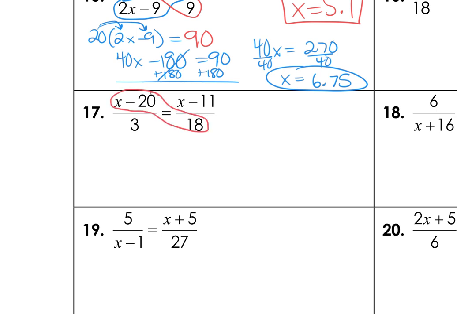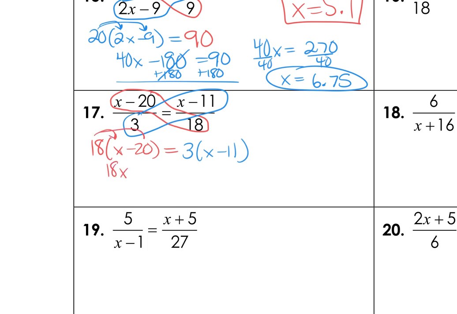So it doesn't matter which one you start with. I'll just start here, 18 times (x minus 20), parentheses are used again. My other diagonal, 3 times (x minus 11). We'll distribute what we have, 18x minus 360, 18 times negative 20 got me that 360. Move into my other side, 3x minus 33.